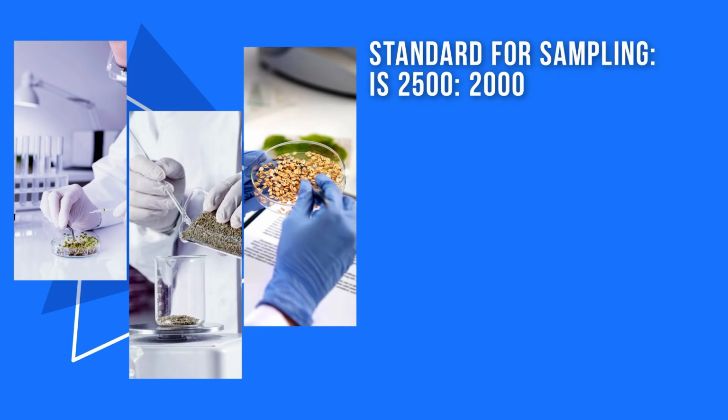IS 2500-2000, and that is nothing but adopted from ISO 2859. I think all of you must really refer to it. We must really remember the AQL and LQ concept there. This is about coning and quartering. I was just mentioning to you how from a large heap you take out and draw the sample.